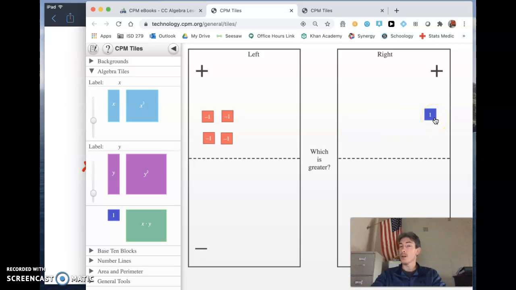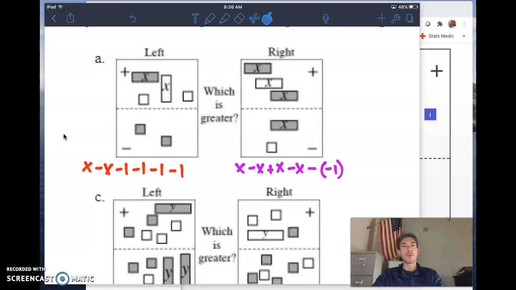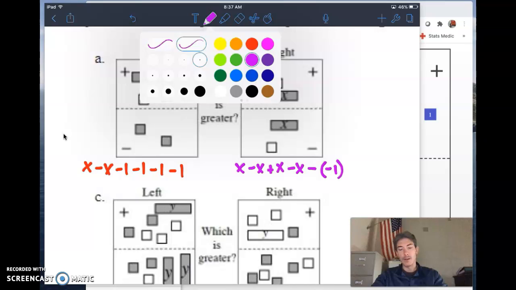What do I have over here on the right? Just a 1. No more zero pairs. I don't even have anything that's the exact same on the left and the right. So my legal moves are pretty much exhausted. That left, -4, that's as simple as it gets. That right, +1, that's as simple as it gets. Now it's pretty easy to see which one is the greater side.